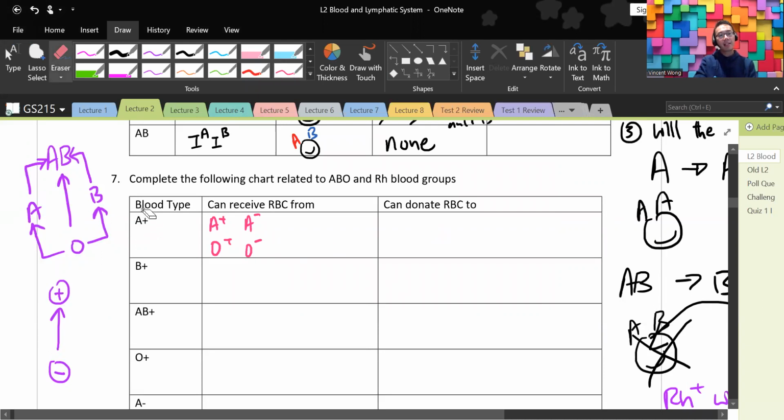Who can A positive donate to? So just focus on the A for now. Who can A donate to? Look at the chart here, right? A can donate to other A's, and A can also donate to AB, right? And the person is positive. Positive people can only donate to other positive people. Okay.